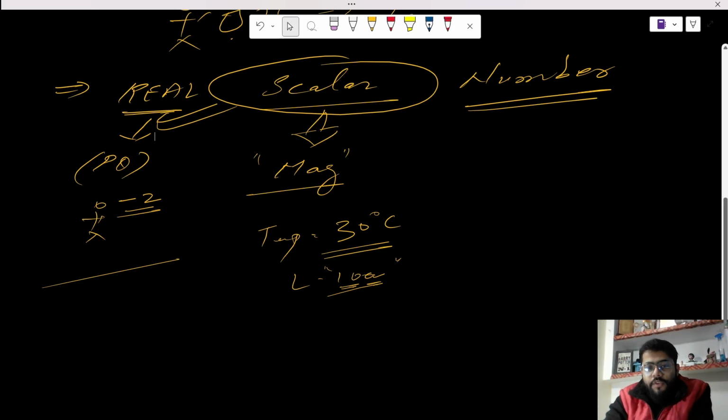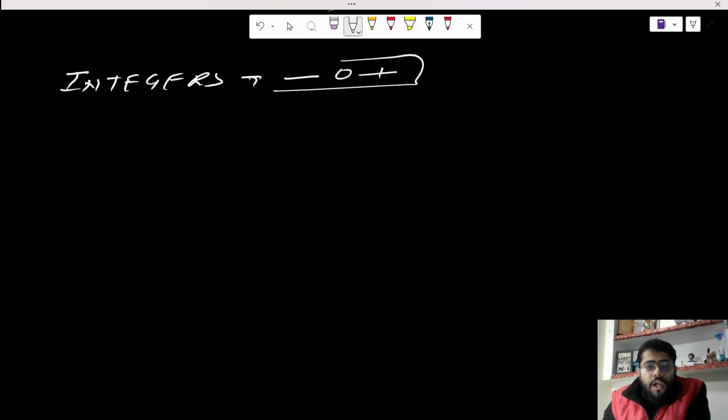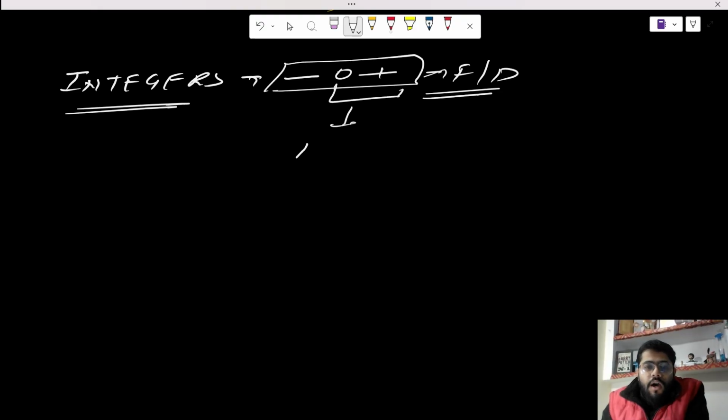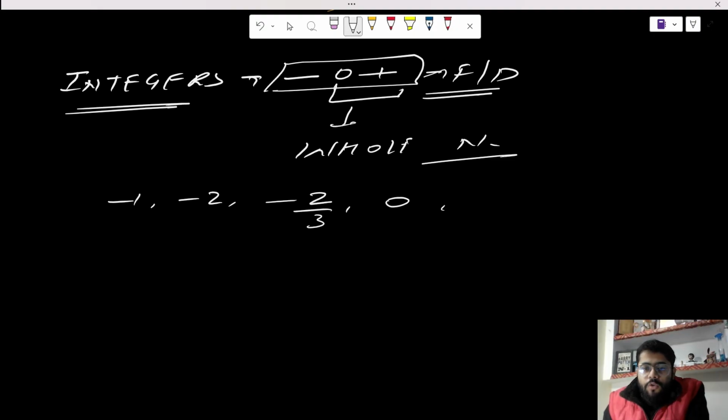Now, the second thing we have to understand is integers. What are integers? Integers are negative to positive numbers, including 0, which are not fractions or in decimal format. Now, all the positive integers, including 0, are whole numbers. For example, suppose I'm writing -1, -2, -2 by 3, 0, 1, 2.